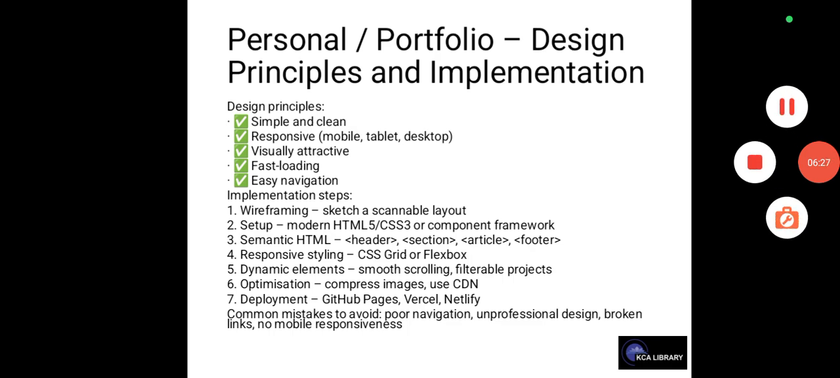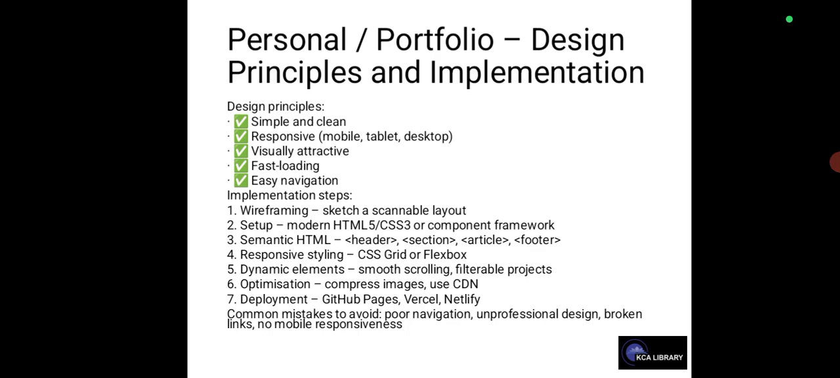Now, what are the implementation steps? You begin with wireframing, which means sketching a scannable layout. Then you set up. After that, you include semantic HTML, then responsive styling, dynamic elements, optimization, then deployment. But you must avoid common mistakes such as poor navigation, unprofessional design, broken links, too much unnecessary information, and even lack of mobile responsiveness.